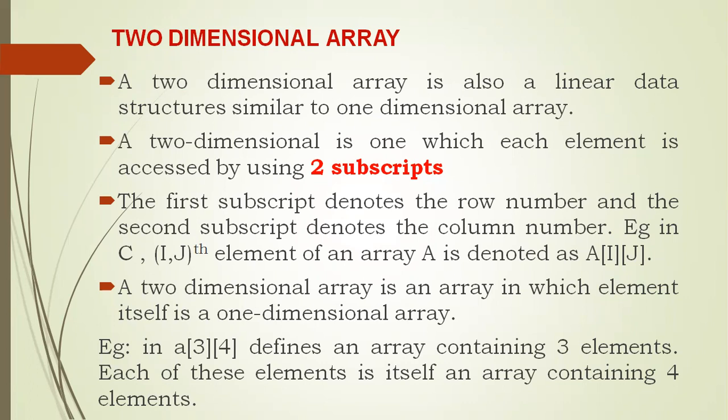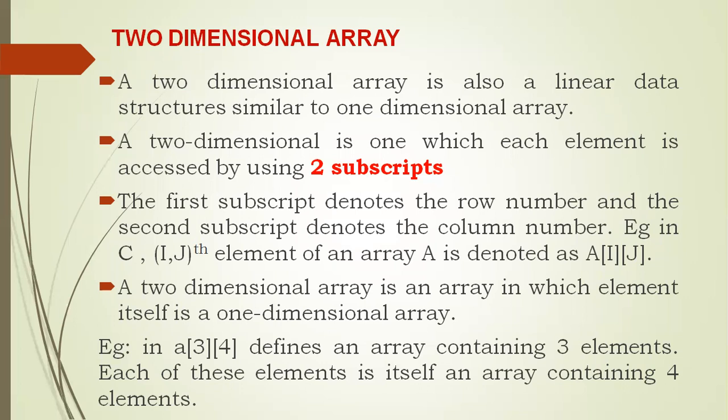For example, consider the matrix A of 3, 4. It defines an array containing 3 elements only, where the first element has 4 values, the second element has 4 values, and the third element has 4 values. So in general, each of these elements is itself an array containing 4 elements. So altogether we have an array of 3 locations.